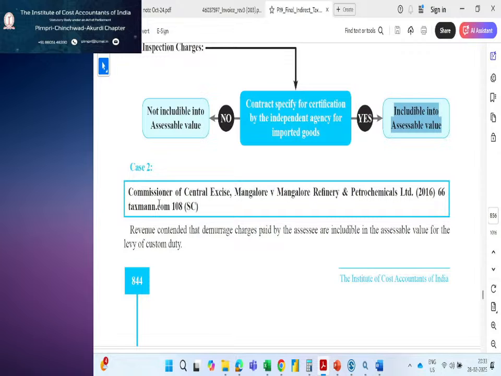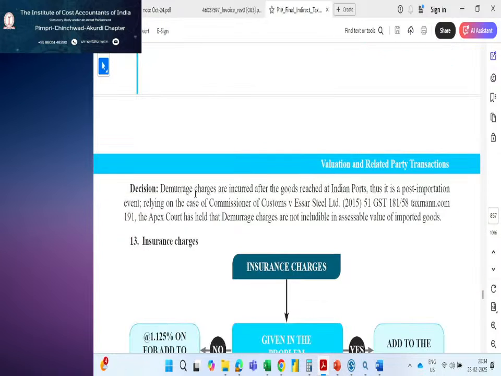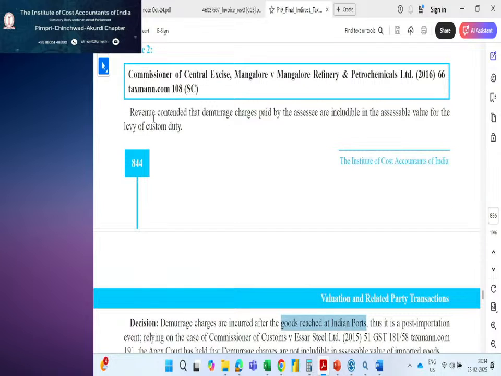So there is a case law between Commissioner of Central Excise Mangalore versus Mangalore Refinery and Petrochemicals Limited. Revenue contended that demurrage charges paid by the assessee are includable in the assessable value for the levy of customs duty. The demurrage charges are incurred after the goods reached the Indian ports.